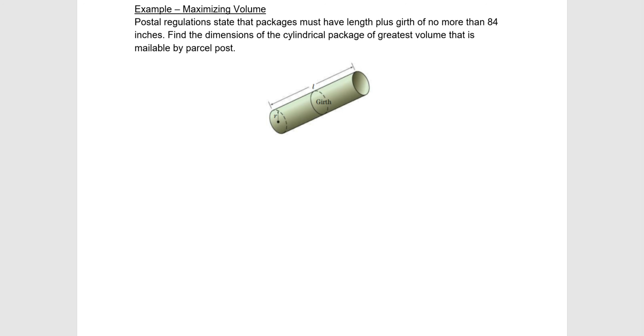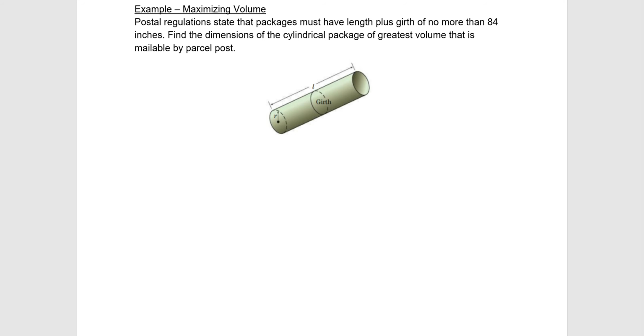Next one is maximizing volume. And for this example, we have that postal regulations state that packages must have length plus girth of no more than 84 inches. Find the dimensions of the cylindrical package of greatest volume that is mailable by parcel post. Okay, so we already have a drawing drawn for us. We have this cylinder drawn, which is nice.